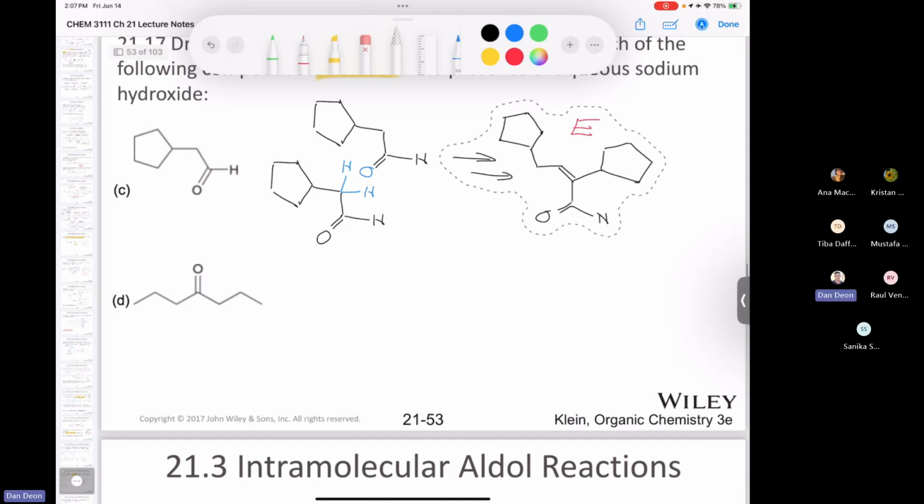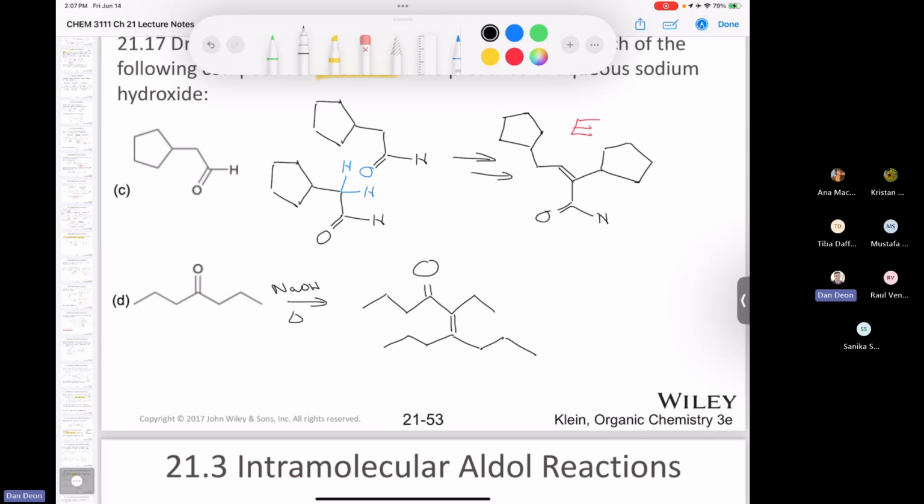All right, the next one is in the same vein. If we take that and put it in sodium hydroxide and heat it up, what are we going to end up with? 1, 2, 3, 4, 5. There we go. And then we're going to have our double bond here. Then we're going to have 3 carbons on each side. So 1, 2, 3, and 1, 2, 3. There you go. Nothing to it.